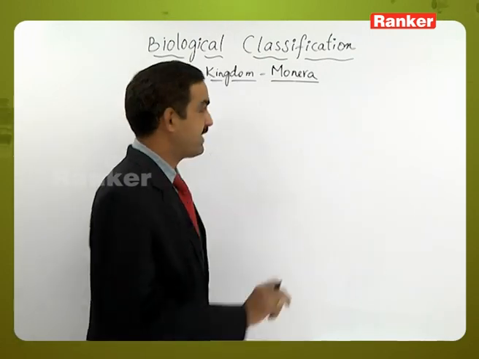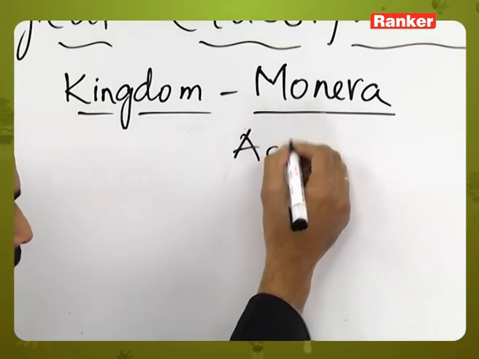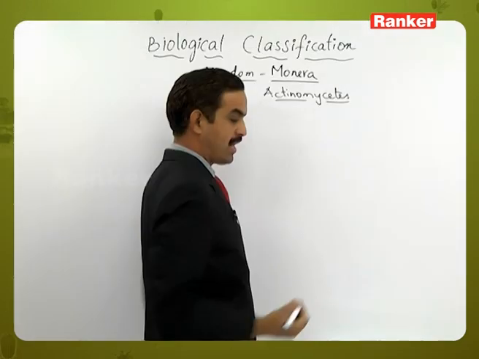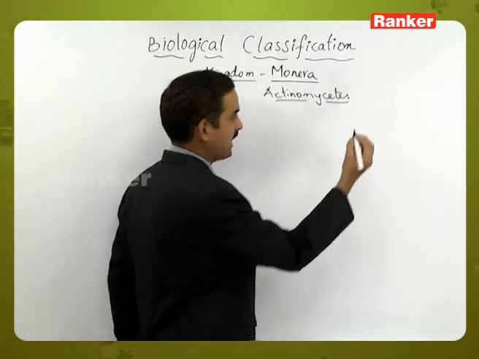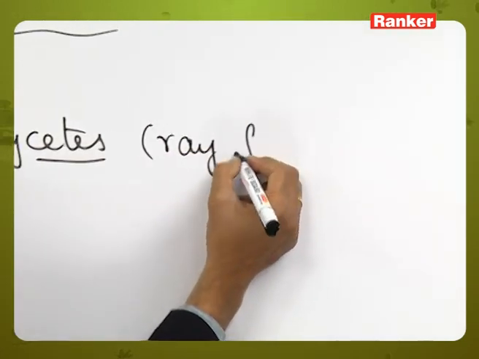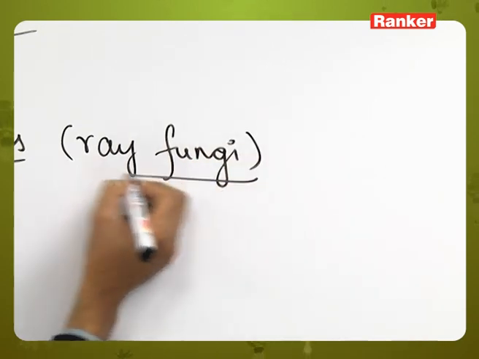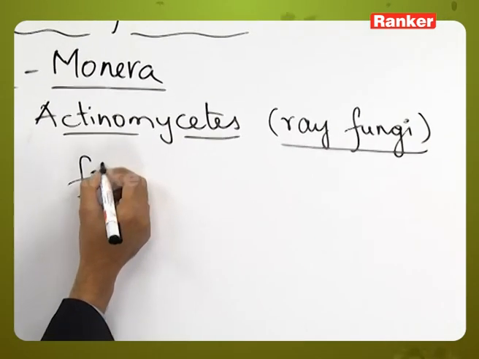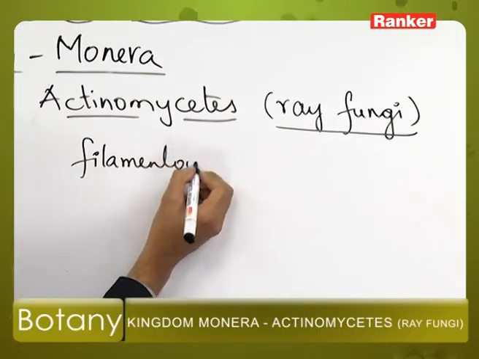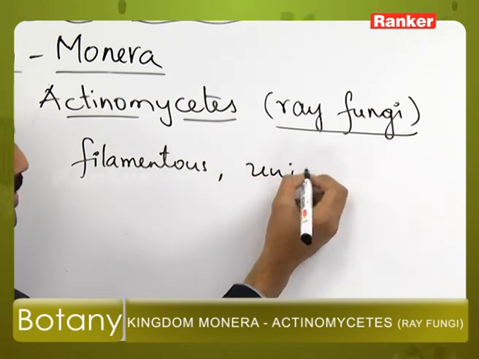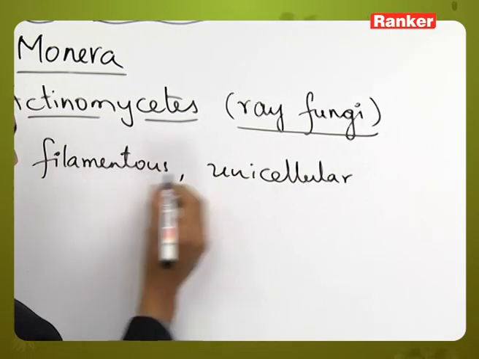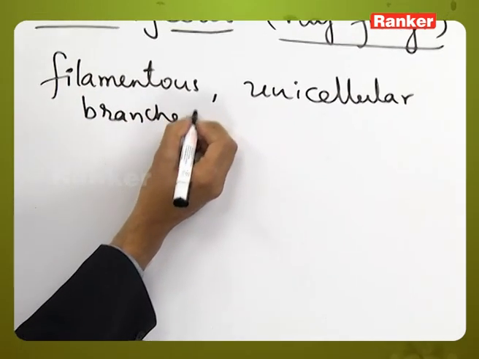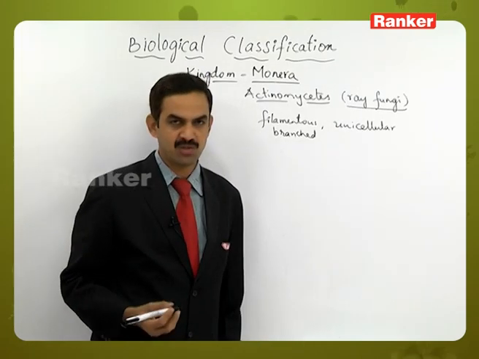In Kingdom Monera, the next subgroup is the Actinomycetes. Actinomycetes are called ray fungi. The special features related to this group are that they are generally filamentous and unicellular in nature, and the filaments generally have a branched structure. Unicellular, branched and filamentous structure will be present.